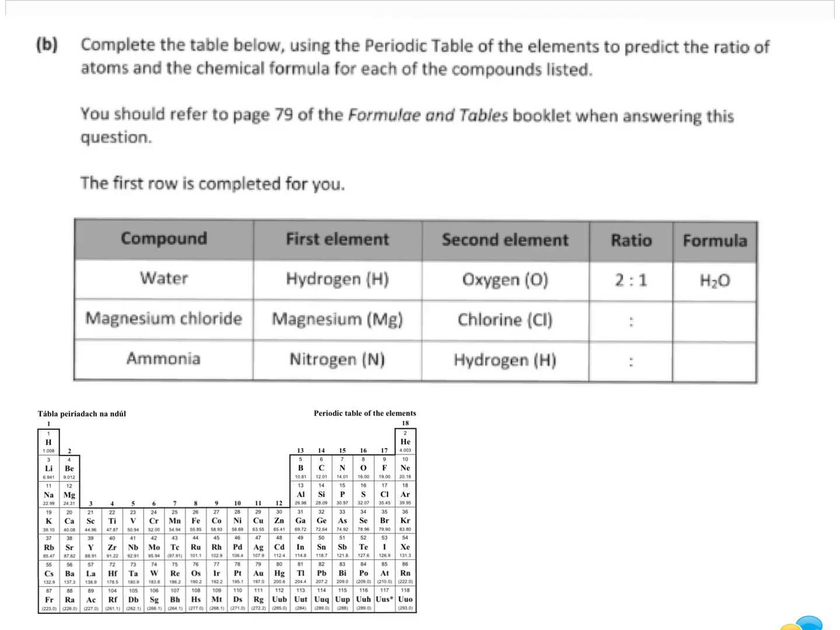Okay, so we'll have a quick look at this one here. Complete the table below using the periodic table of elements to predict the ratio of atoms and the chemical formula for each of the following compounds listed. You should refer to page 79 of the Formula and Tables book when answering this question. So I have a screen grab here from the Formula and Tables book. I'm just going to number the groups. So 1 and 2 were actually already done. Go the whole way over to the other side where we'll have 8, 7, 6, 5, 4 and 3.